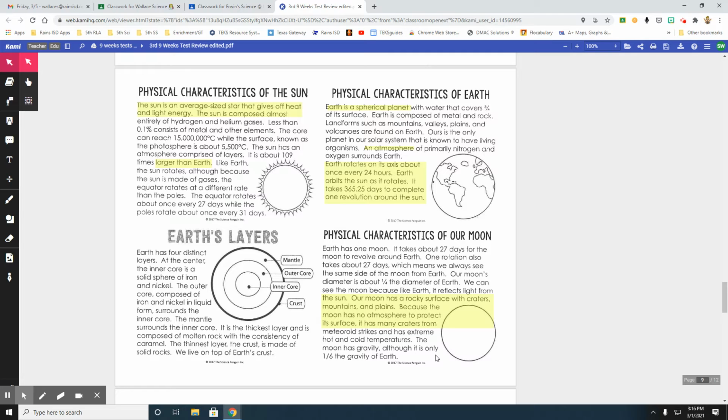We know we see temperature extremes on the surface of the moon, whether you're facing the sun or you're on the dark side of the moon, because it has little to no atmosphere. The moon rotates extremely slowly.